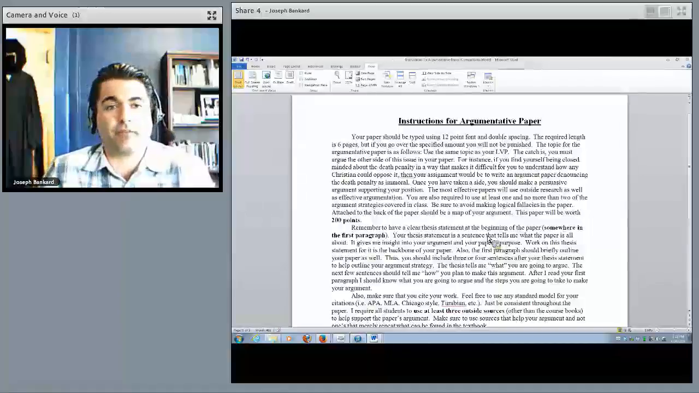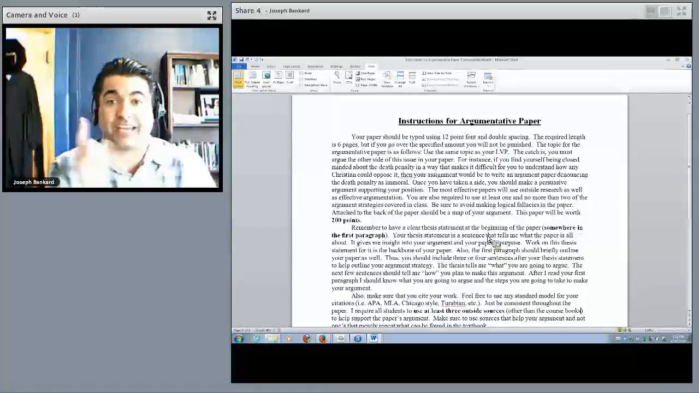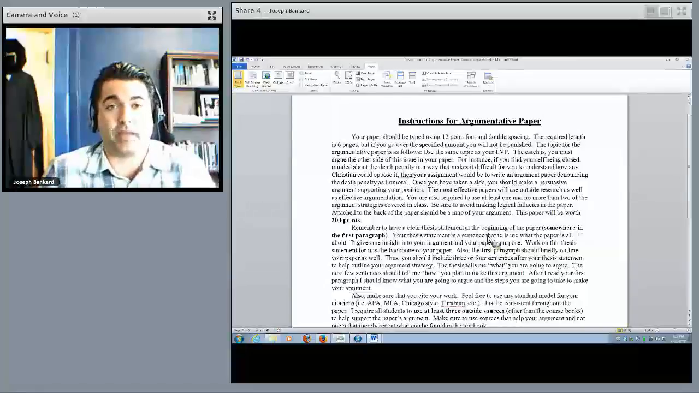The topic for the argumentative paper is as follows. Use the same topic as your logical vulnerability paper. So remember that logical vulnerability paper, that social issue, that thing that you were closed-minded about? You're going to use that topic. The catch is you must argue the other side of the issue in your paper.